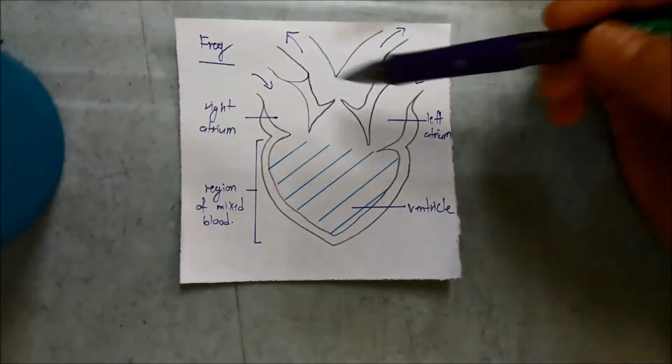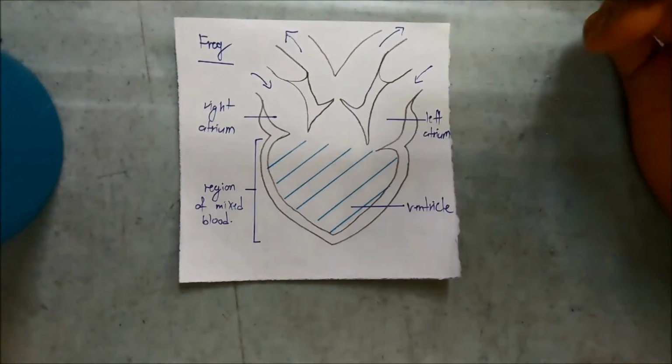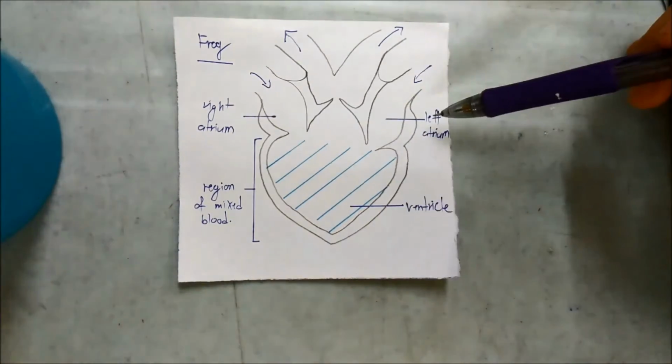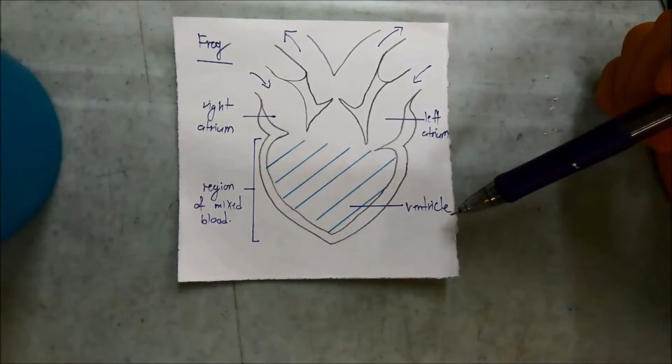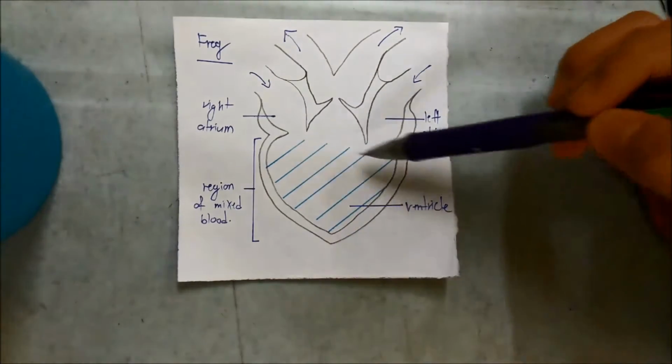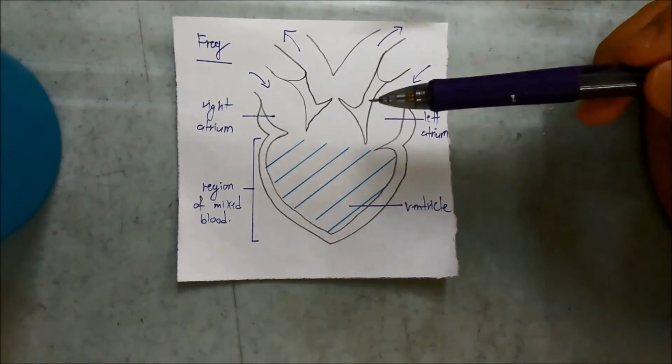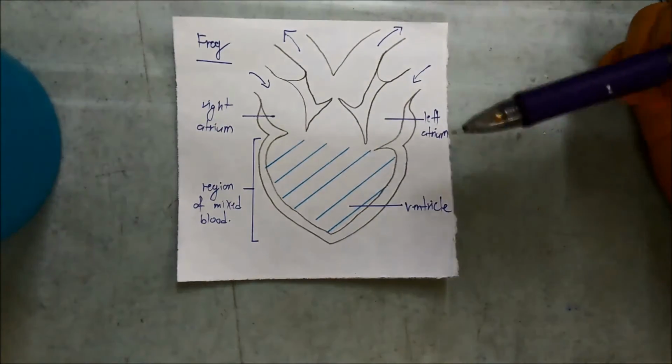Starting from the frogs, the atrium has been divided into two separate chambers, which are the right atrium and the left atrium, and one ventricle. Notice that there is a region in the ventricle where the deoxygenated and the oxygenated blood will be mixed. So, moving to the reptile.